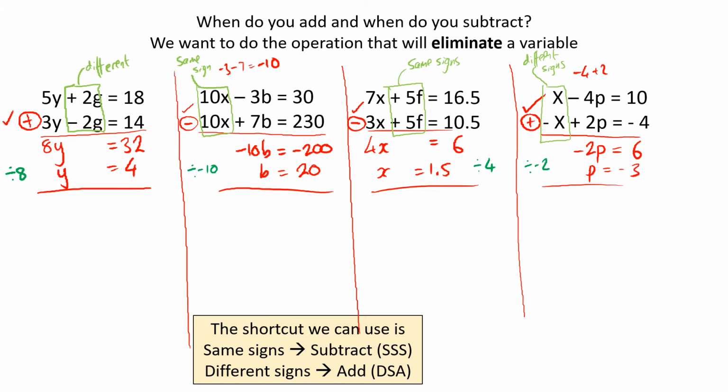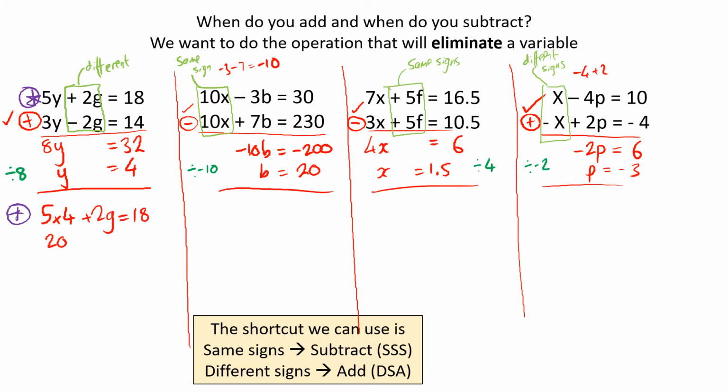So I'm going to use, let's use a different color there. I'm going to use this equation here, and I'm going to sub into it that y equals 4. So we'll have 5 times 4 instead of 5y plus 2g equals 18.